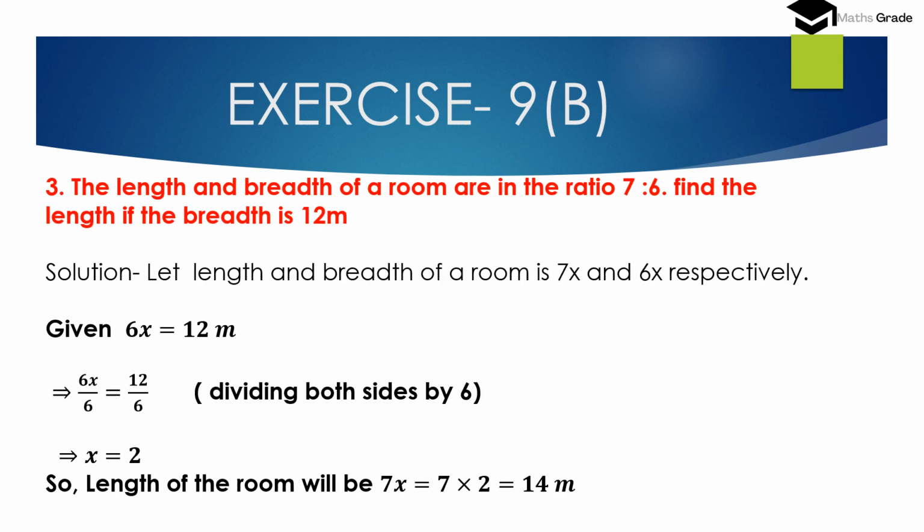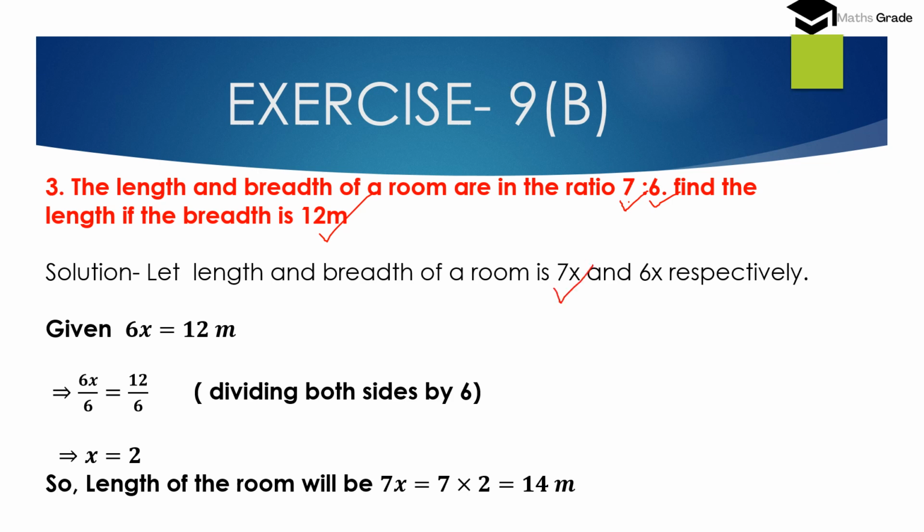Now we have to solve question number 3. Question number 3 is: the length and breadth of a room are in the ratio 7:6. Find the length if the breadth is 12 meter. Suppose the length and breadth of the room will be 7x and 6x. Length of the room is 7x and breadth of the room is 6x.